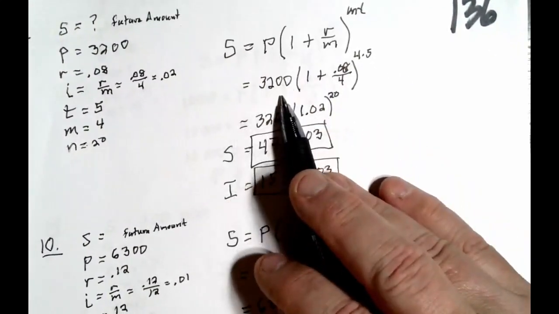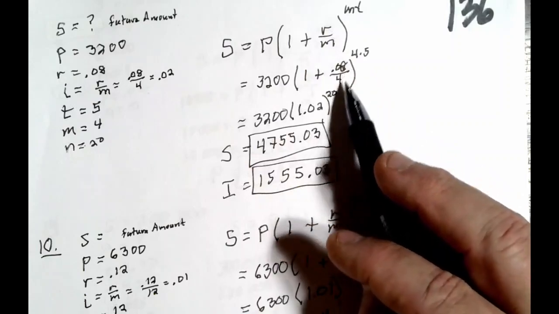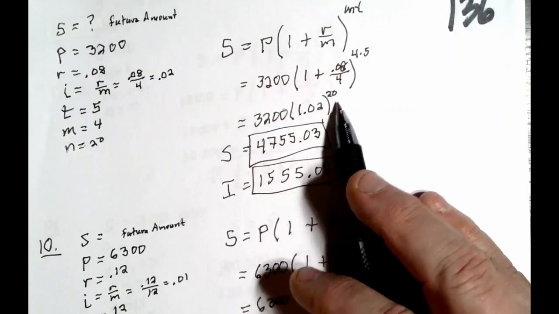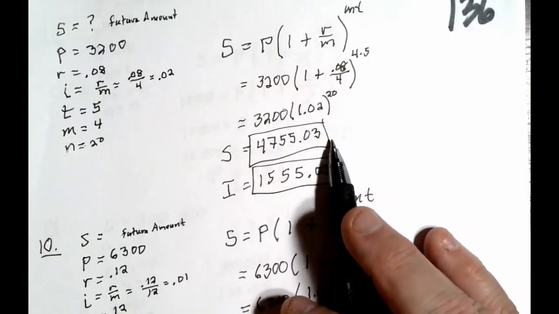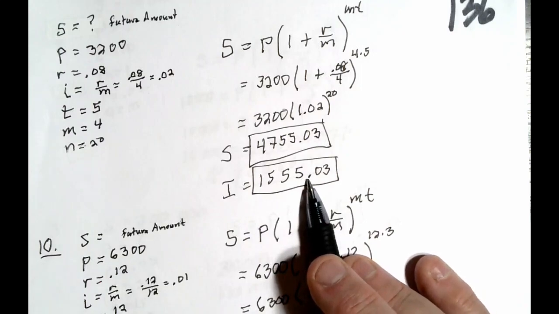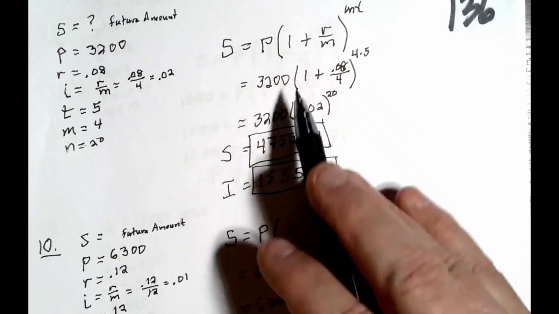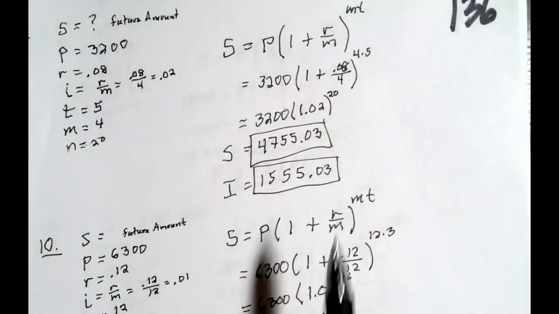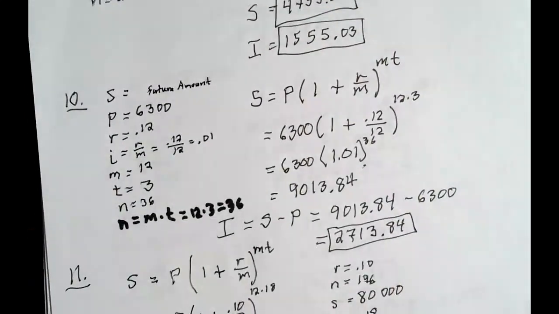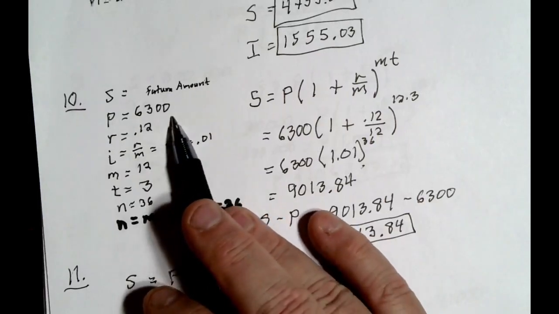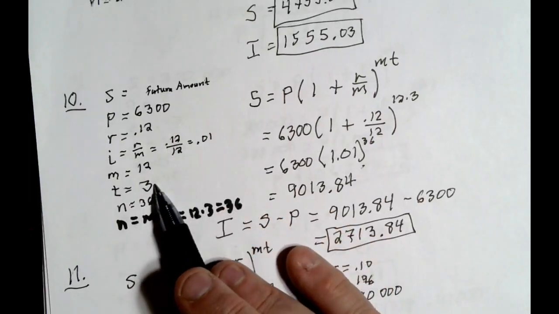Okay, so P, 3,200. R over M is 0.08 over 4. MT is 4 times 5, so you get 1.02 to the 20th. Crunch it all down, you get this. And then they ask you what's the interest earned? Alright, so if you started with 3,200 and you end up with 4,755, the difference between them is your interest.